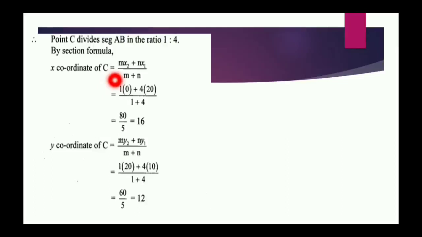The x coordinate of C is (m x2 + n x1) upon (m + n). 1 multiplied by 0 plus 4 multiplied by 20 upon 1 plus 4, that is 80 upon 5. When we divide we get 16. The x coordinate of C is 16. The y coordinate is (m y2 + n y1) upon (m + n). 1 multiplied by 20 plus 4 multiplied by 10 upon 1 plus 4, that is 60 upon 5, which is 12. The coordinate of point C is (16, 12).